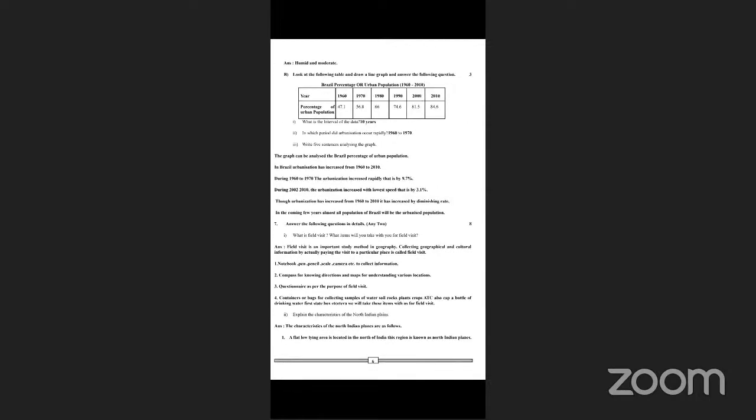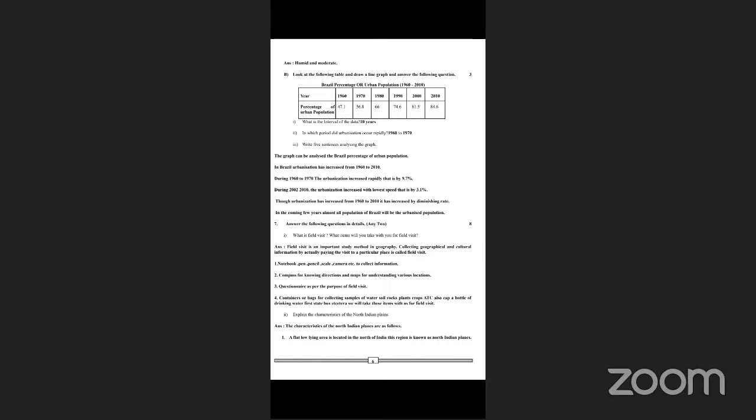Second, a compass for knowing the directions, maps for understanding the various locations, even a questionnaire. A questionnaire is a list of questions based on your field visit. So this helps to collect more and more relevant information for the concerned areas. And the fourth one is containers and bags for collecting samples of water, soil, rocks, plants, crops, etc. And also keep a bottle of drinking water, a first aid box, etc. Those are the things we will take along with us for the field visit.